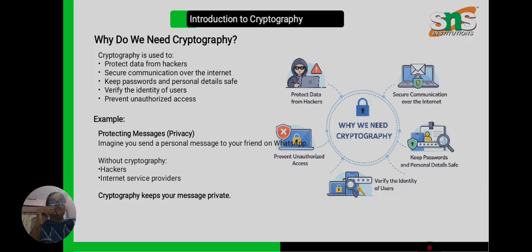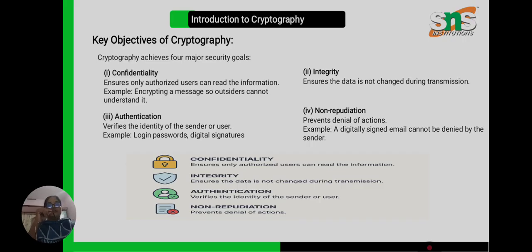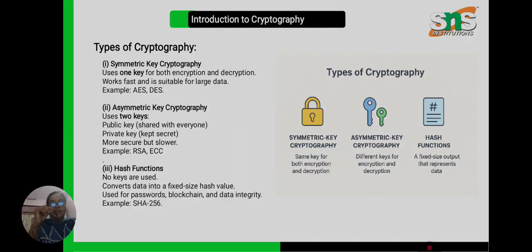In the next slide we are going to see the key objectives of cryptography. Cryptography has four main security objectives, and these objectives ensure secure and trusted communications. The key objectives of cryptography are confidentiality, integrity, authentication and non-repudiation. In our next video let us see all these in a detailed manner.